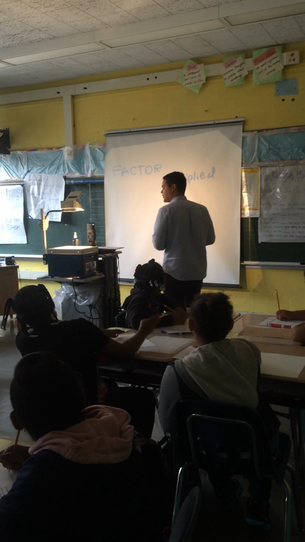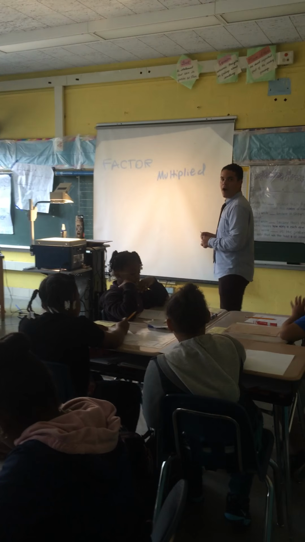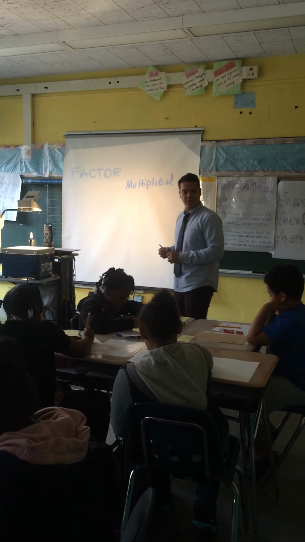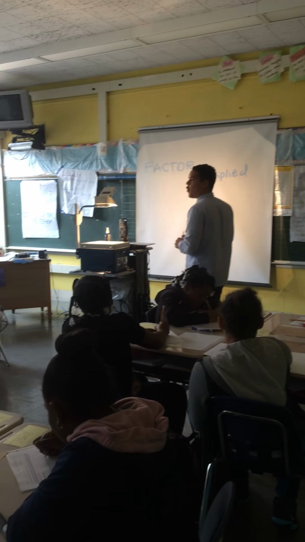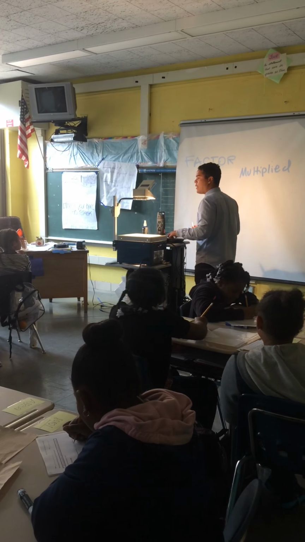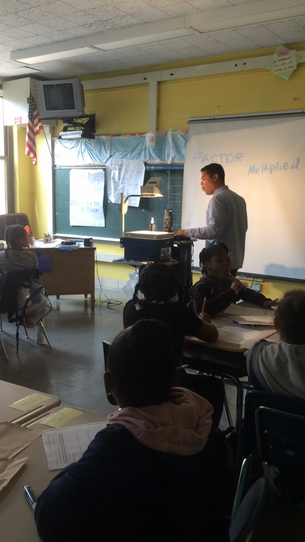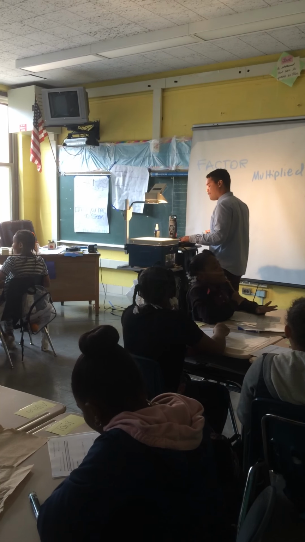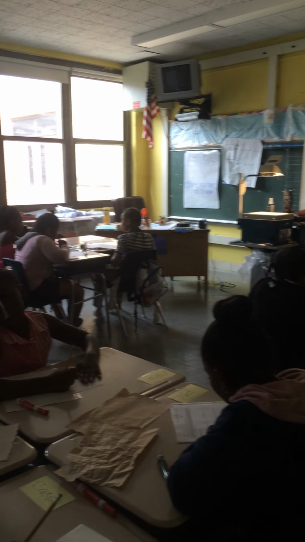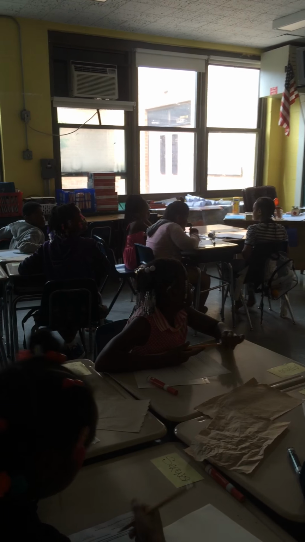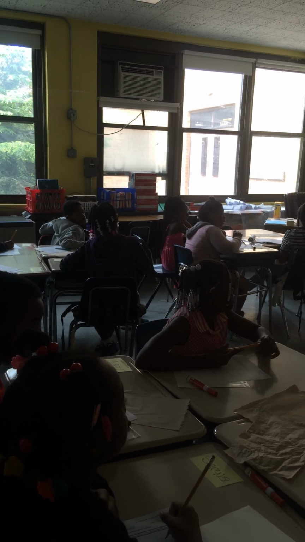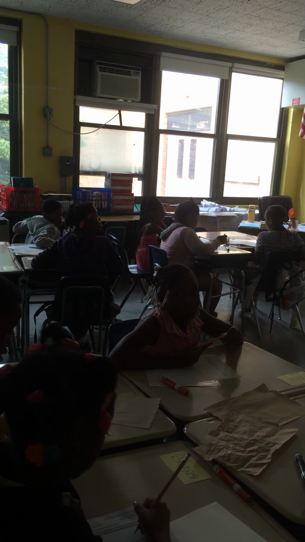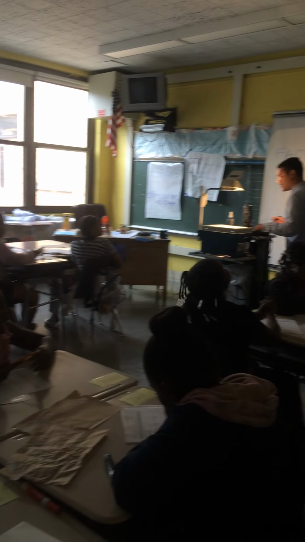I'll give you 5 seconds. 1, 2, 3, 4, 5. When I say 3, we're going to read this together, okay? 1, 2, 3. Factors. Two numbers that are multiplied together to get a product. Okay, guys? Now see that 5?